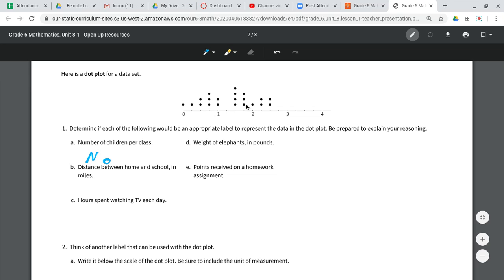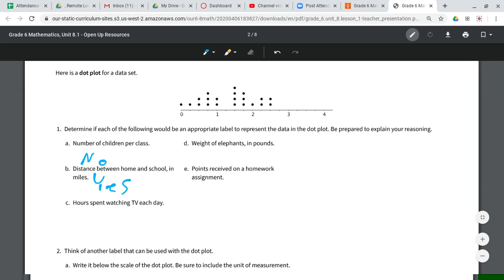We can't have a quarter of a student or a half of a student or 3/4 of a student. That's just not possible. All right, what about the distance between home and school in terms of miles? Could we have someone who lives a quarter mile from school, half mile, 3/4 of a mile, mile and a half, mile and 3/4, 2 miles, 2 and a quarter, 2 and a half? Would that be fitting? Yeah, that'd be completely possible.